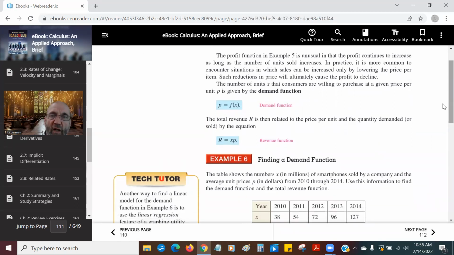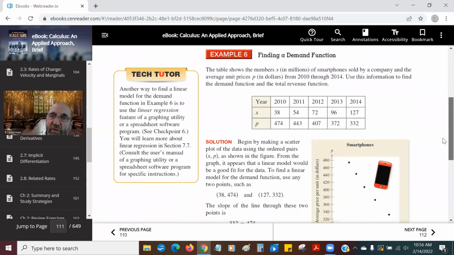Now there's something called a demand function, and that's p equals f of x, so p is the demand. Now small p stands for price. Price per unit p is given by the demand function, and the total revenue related to the price per unit is revenue is xp, which makes sense. It's the number of units times the price. That makes a lot of sense. That's the revenue. That's how much money taken in.